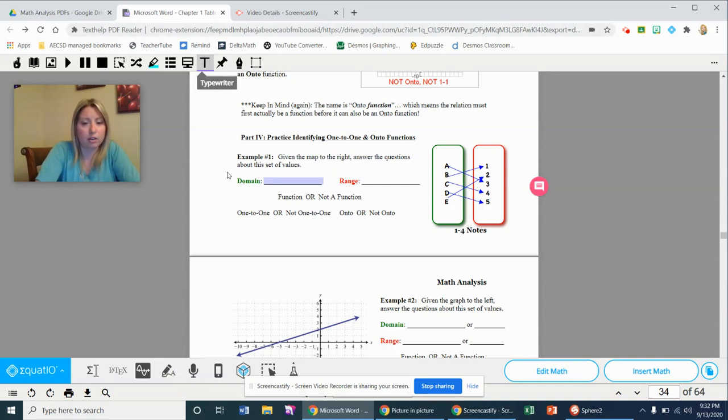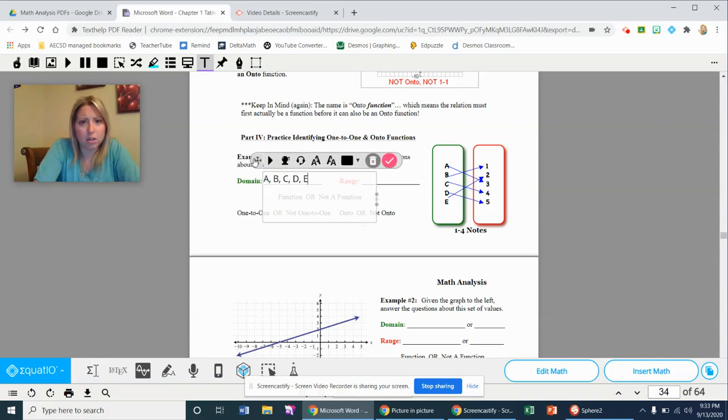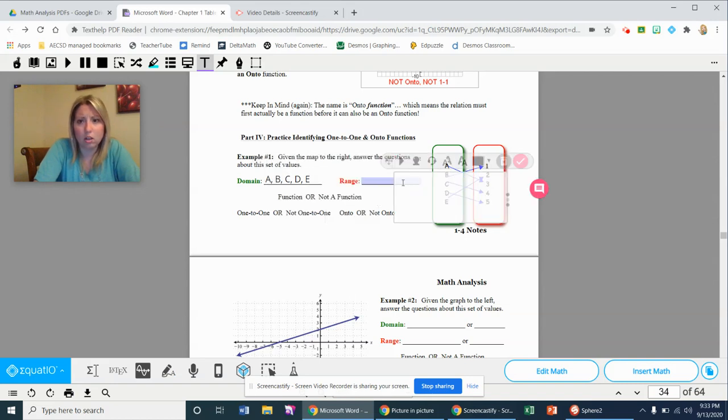I actually want to type. A, B, C, D, E. That's my domain. My range is 1, 2, 3. So when you have a situation like this where they actually are just listing things, you just list things. So I just listed.